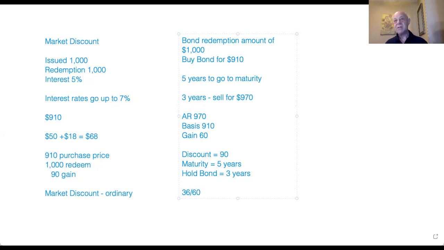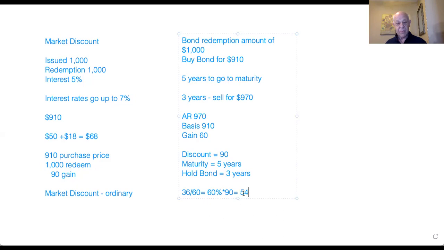Congress, in the law, actually says to use days, but we don't have to use days in this class. Let's use months. And by the way, if I did 3 divided by 5 or 36 divided by 60, it doesn't matter. Either way, I'm going to get 60%. So I then take 60%, multiply that by the total amount of discount, and the total amount of discount is 90. And so the discount that's accrued during the time that I held the bond is 54.